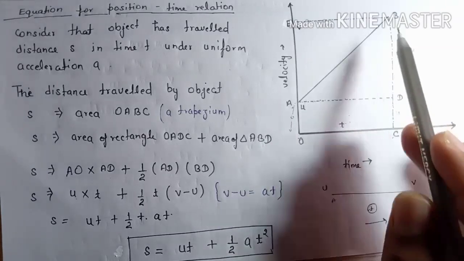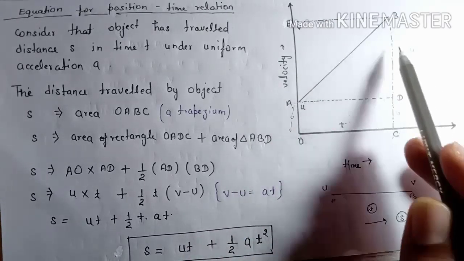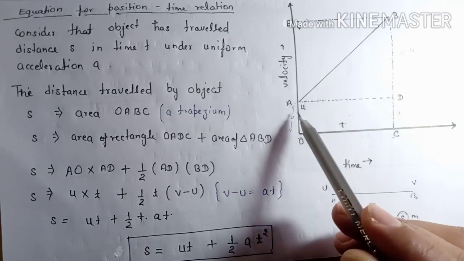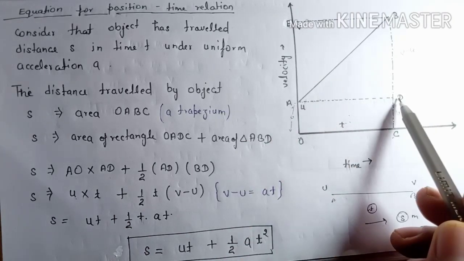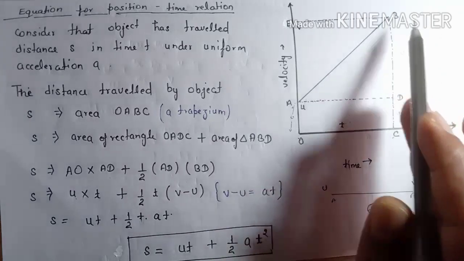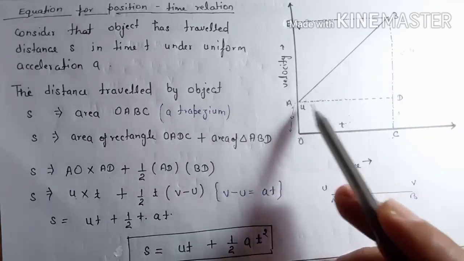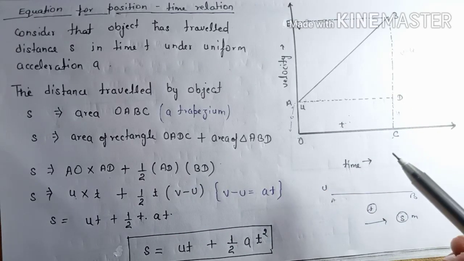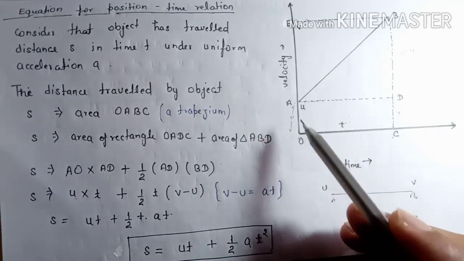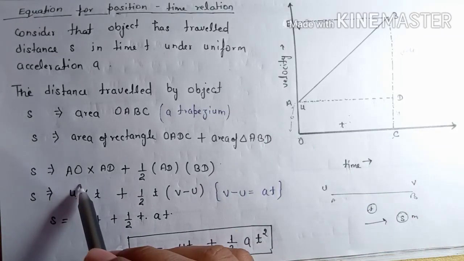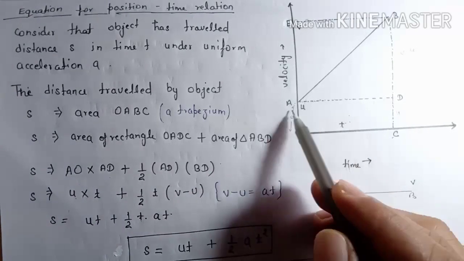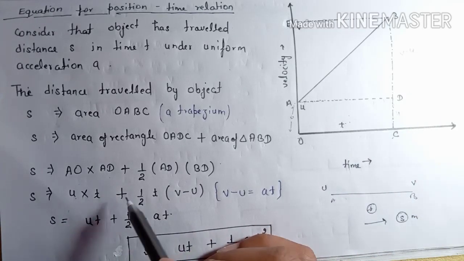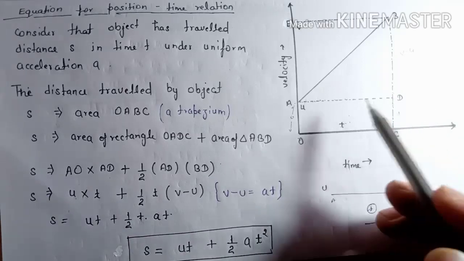Plus the area of the triangle, that is what? 1/2 into base into height. So here it is 1/2 for the area of the triangle. Base is equal to, if you take base AD, then height is BD. So you can write it is AD here and height is BD. Write that too. Now you know that OA is equal to U. Now put here AO is equal to U into AD or OC, both are equal. So you can write here t plus 1/2, AD is equal to what?